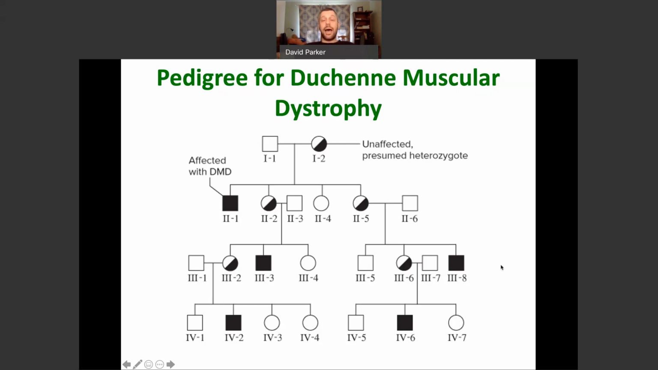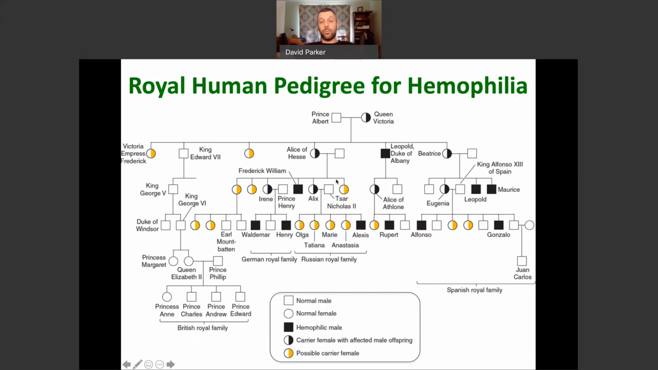So here's one example of a real human pedigree: hemophilia, which is an X-linked trait. Queen Victoria in the British royal family was a carrier. If you look at this pedigree of the British royal family, you see that Queen Victoria was a carrier, and then there were lots of male hemophiliacs that ran throughout this royal family.